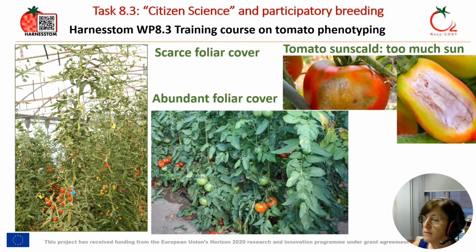Another important aspect related with leaf size is the protection of the fruits against sun. Tomatoes love sun, but too much sun can produce sun scald. Sun scald is a physiological disorder that turns the tomato pale white or blotchy yellow due to the intense heat and sunlight. The plants on the left have a scarce foliar cover and the fruits are unprotected. However, the leaves in the right images are vigorous, big and wide. They cover the fruits and protect them from the sun.